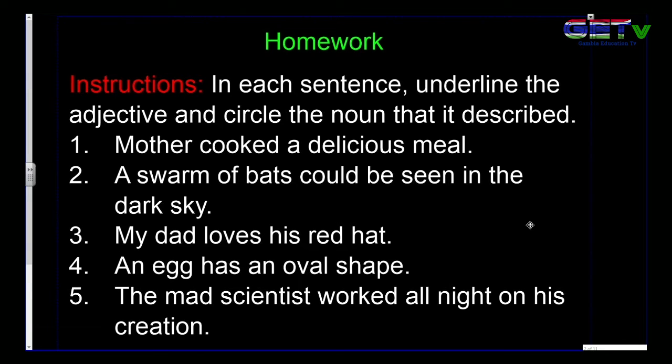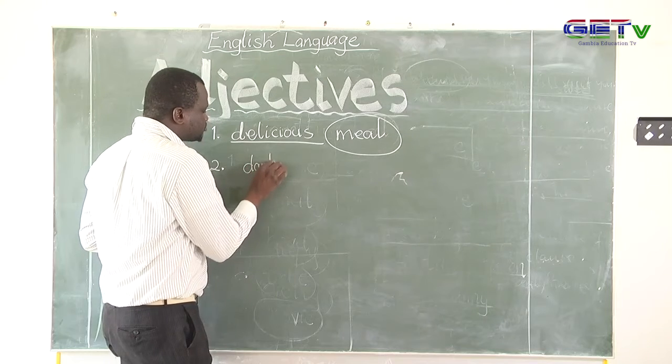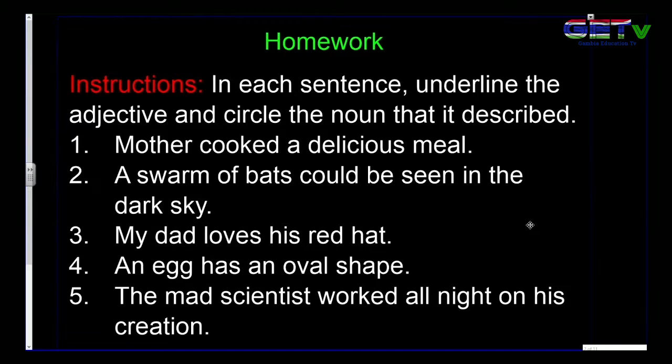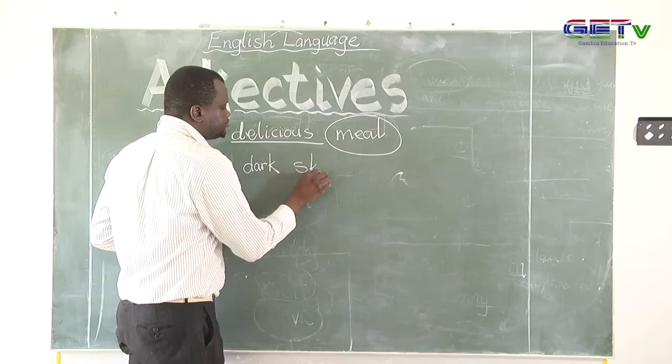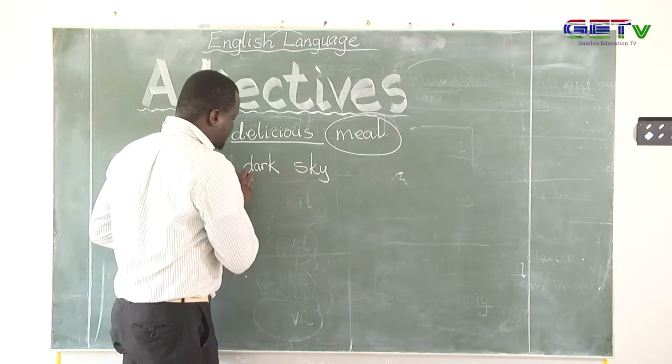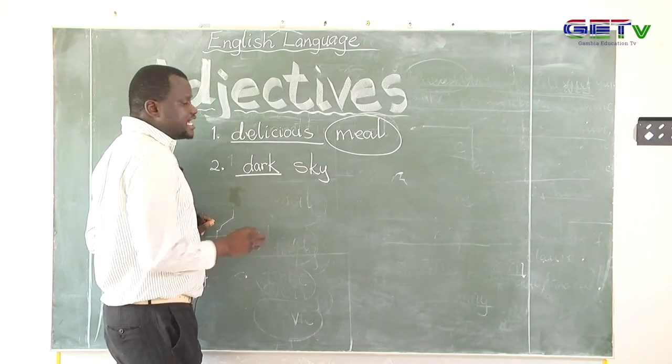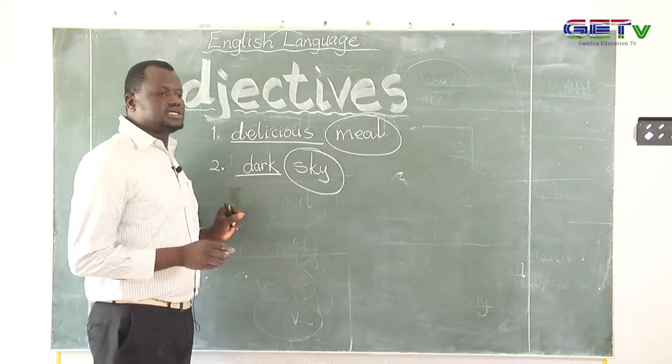We move on to the second one. A swarm of birds could be seen in the dark sky. Here the adjective is dark. And the noun it describes is sky. So we underline the adjective, which is dark, and circle the noun sky.